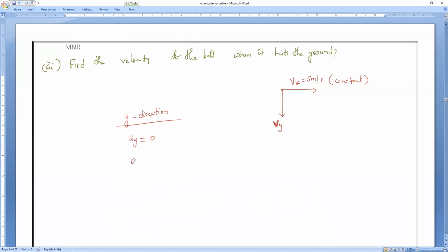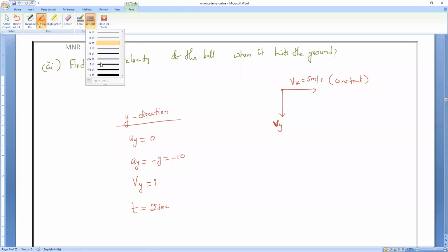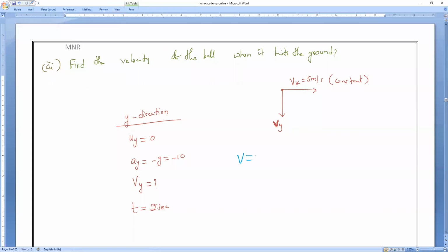Next, acceleration is what? Ay is equal to minus g, which is minus 10 meter per second squared. We want to find the velocity before touching the ground, and we all know that time is 2 seconds. So we want to find the final velocity. Which equation can we apply? V is equal to U plus AT. So V is equal to initial velocity 0, plus acceleration minus 10 into time 2. So V is equal to how much? Minus 20 meter per second.